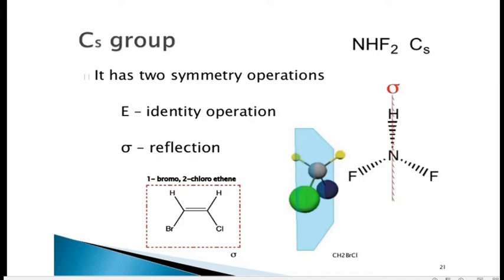The next example is NHF2. In this molecule, one can assume a plane which bisects the molecule into two halves. So the molecule has only the plane of symmetry and identity E, so the point group of the molecule will be CS type. And the next example is CH2BrCl. For this molecule, the plane of symmetry is also present. So if the molecule has only the plane of symmetry and identity E, with all other symmetry elements absent, then one can assign the CS point group.